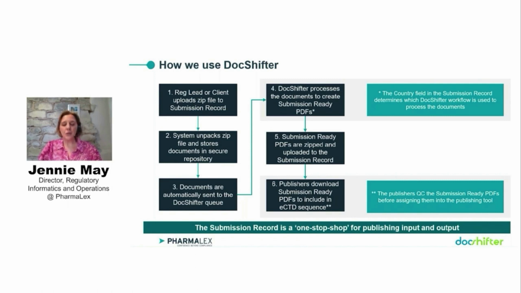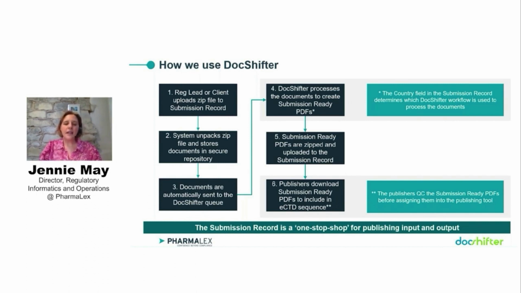We actually only have two at the moment. We have a US workflow and we have a rest of world workflow. But that's something that we will look to expand in the future. But it knows that if those documents have been associated to a submission that's going to the FDA, it goes through the US workflow. If it's a document that's been associated to a submission record for anywhere else, it will go through our rest of world workflow.